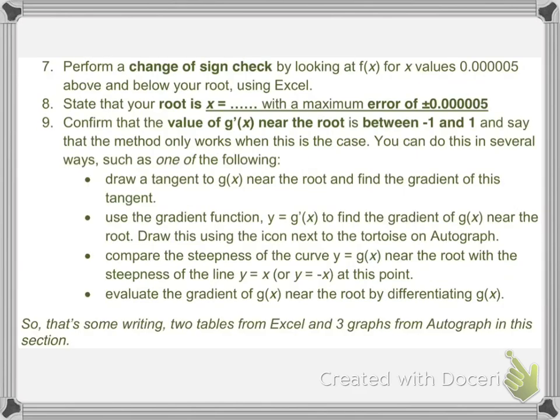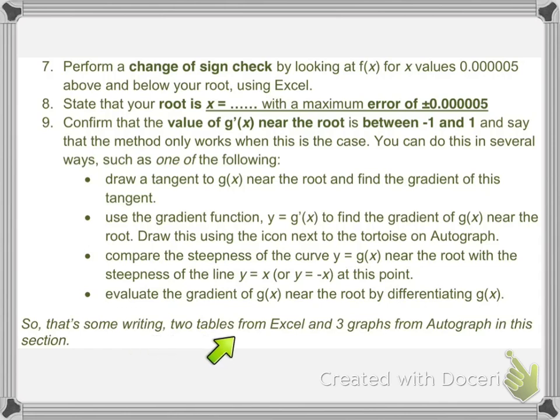You then need to do your check for a change of sign to confirm that you've got your root and put the error bounds very clearly here. There are marks for having the error bounds on this. You need to confirm that the value of the gradient of g of x, so g dash x, near the root is between -1 and 1. So there's various ways of doing that, which are explained in the coursework booklet, and I went over a couple of them just before. So in this part then, you've got writing about what you're doing.